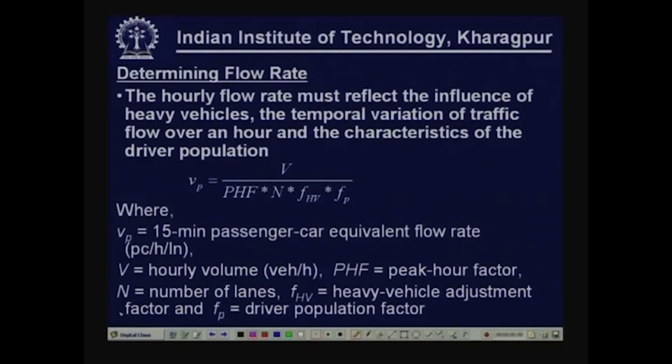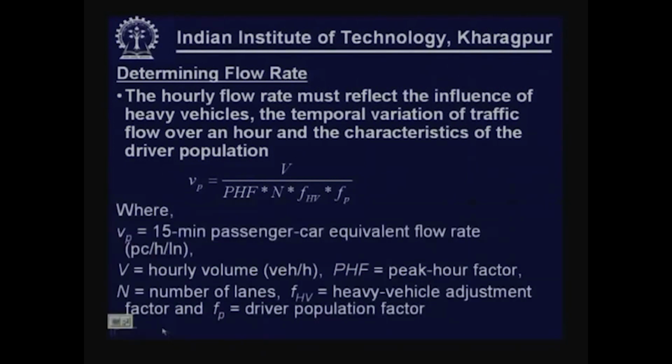Next is determining flow rate. The hourly flow rate must reflect the influence of heavy vehicles, because in the ideal or base condition, it is assumed that there are no commercial vehicles or heavy vehicles. So, hourly flow rate must reflect the influence of heavy vehicles, the temporal variation of traffic over an hour, and also the characteristics of the driver population. These are the three aspects to be considered to determine flow rates.